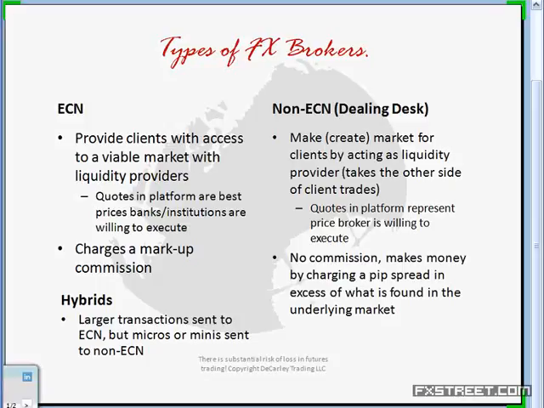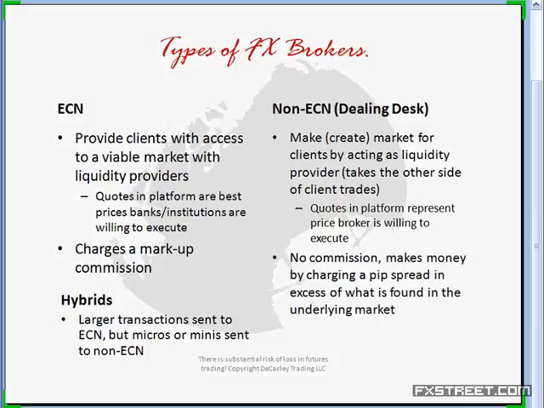There's an ECN, which is an electronic communication network, and an ECN broker is somebody that provides clients with access to a viable market with liquidity providers. The liquidity providers might be banks, might be institutions, might be professional traders, it might be all of the above. But the point is, the brokerage firm is not creating a market for you. They're not making a market for you. They're just bringing you to a market that already exists and is extremely liquid and vibrant.